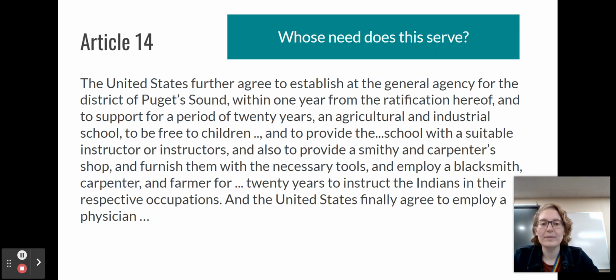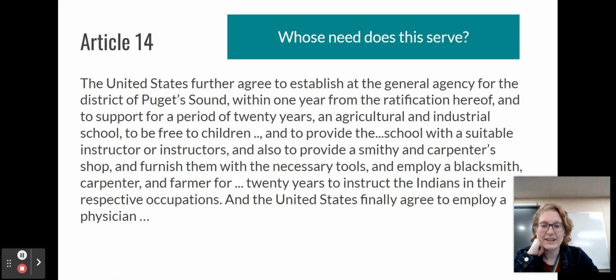So this is that the U.S. is going to support for 20 years, that there's free education, that there's smithy and carpenter, so like to help with building, and blacksmith, carpenter, farmer, and doctor. So supporting with these specific jobs. Whose need does this serve, do you think?